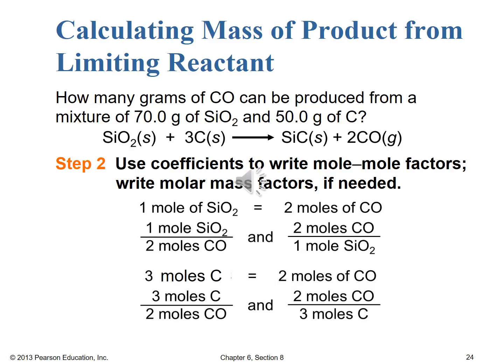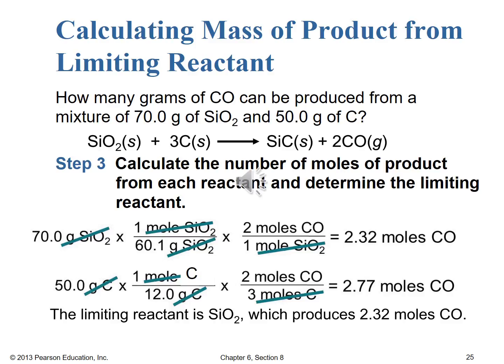Now that we know the molar mass for each of those reactants, we can look at the mole ratio between reactant and product. So first, for the SiO2, 1 mole of silicon dioxide yields 2 moles of carbon monoxide, and then we can have that conversion factor in whichever form is appropriate. We have, for the carbon, 3 moles of carbon yields 2 moles of carbon monoxide, and we can have that mole ratio in either form depending on which conversion factor helps us to cancel our units correctly in our setup.